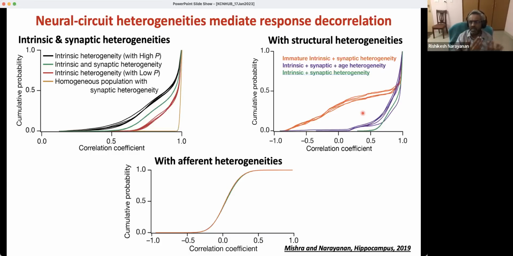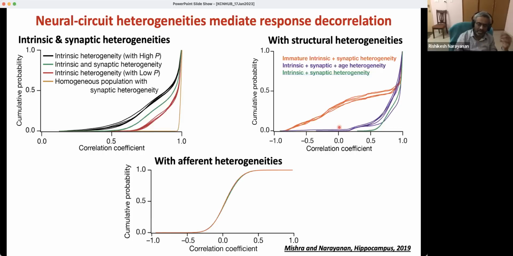Even if the inputs are very similar to each other, they're able to distinguish between them, right? But here the idea was to ask which of the different heterogeneities has the most dominant role in mediating decorrelation. It turned out that if you have afferent heterogeneities, where the inputs onto these different neurons are different, that gives you the maximum amount of decorrelation. And the presence of these intrinsic and synaptic structural heterogeneities doesn't do much, basically.